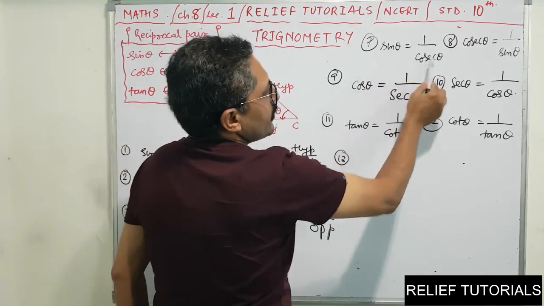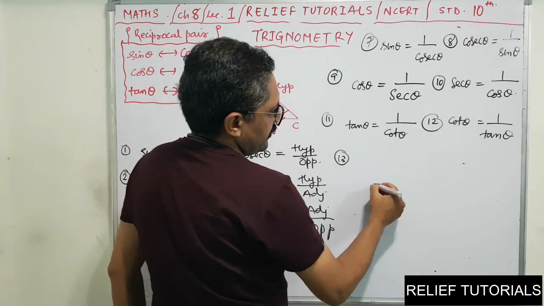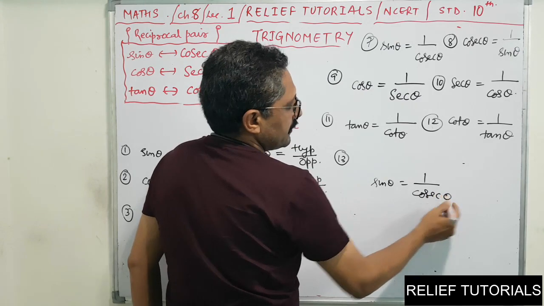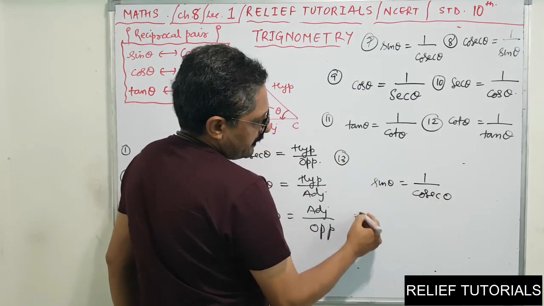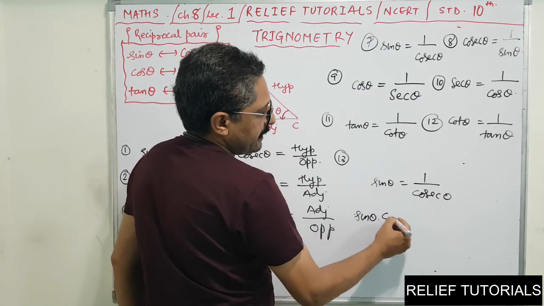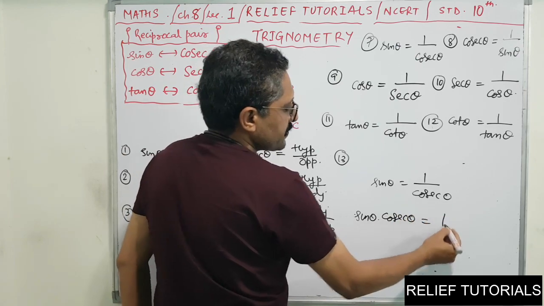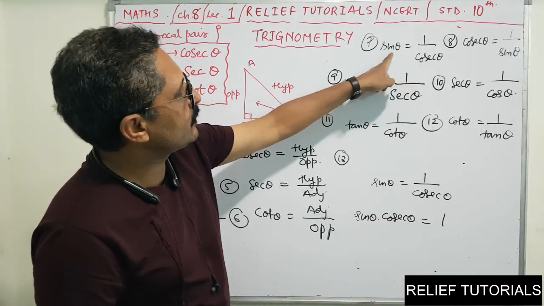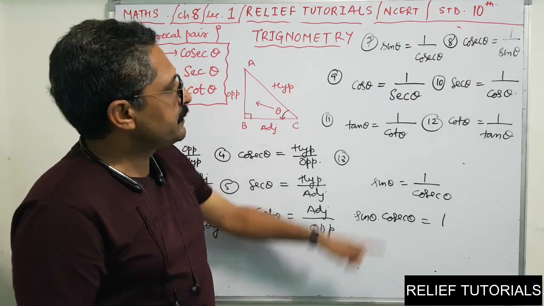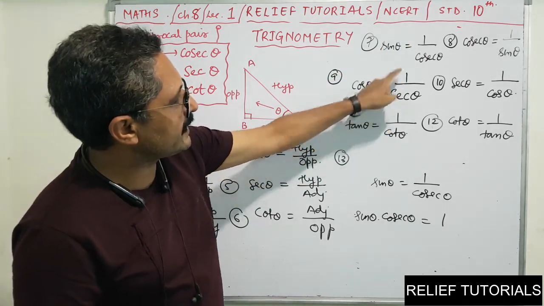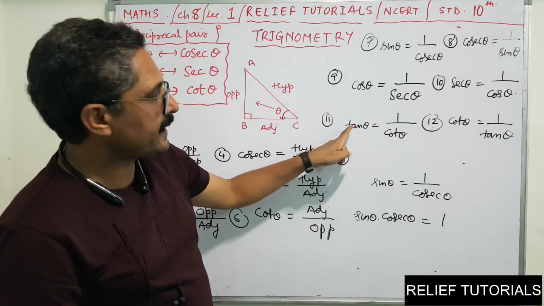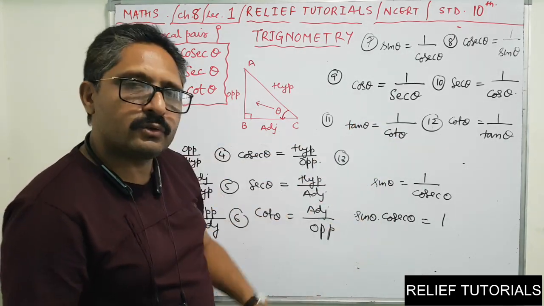Now sin theta is equal to 1 upon cosec theta. Here, see, this is in the denominator. When it comes here, it will be in multiplication. Sin theta into cosec theta is equal to 1. So mathematically you can say sin theta into cosec theta is equal to 1. Similarly, cos theta into sec theta is equal to 1. Similarly, this cot is in division; when it goes here, it becomes multiplication: tan theta into cot theta is equal to 1.